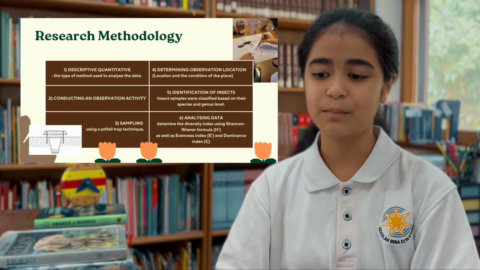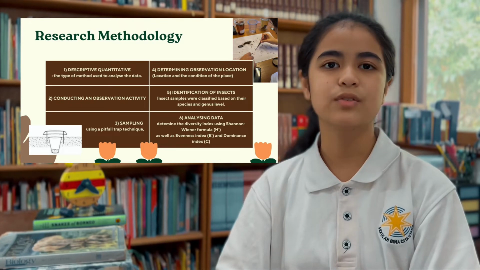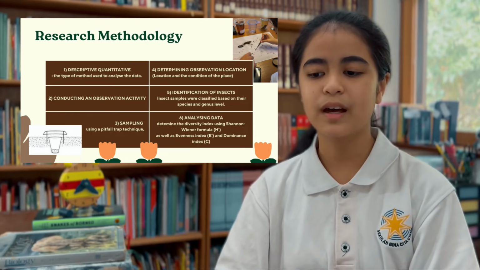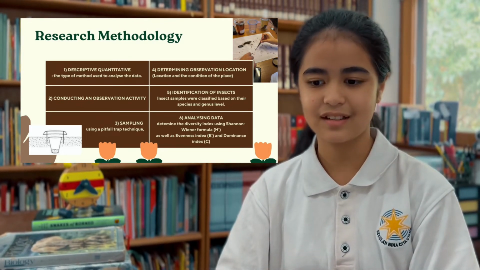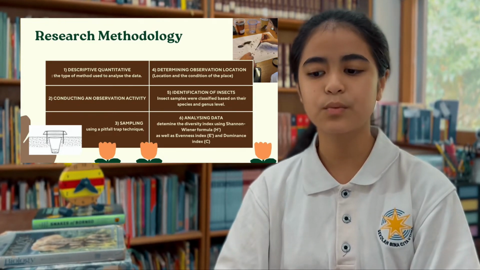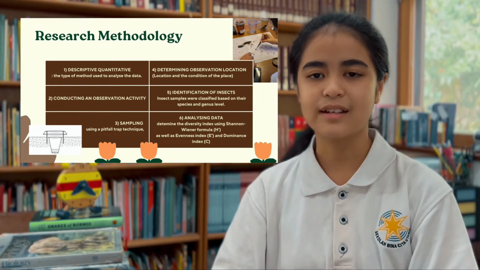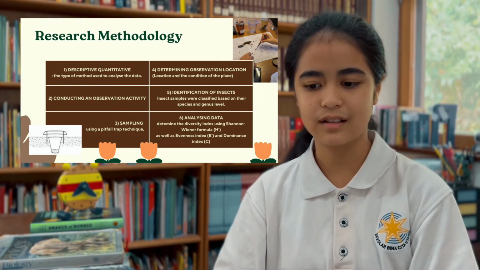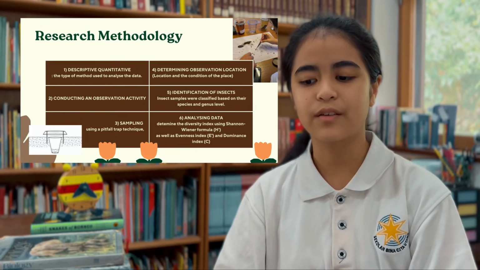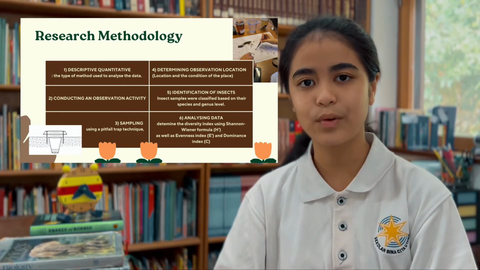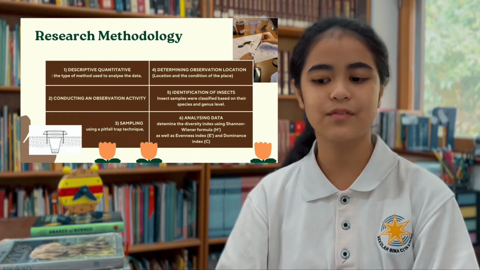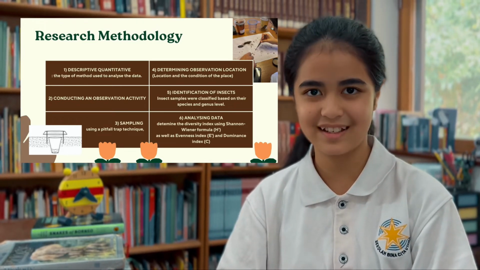And once the samples were taken, we bring it to the science laboratory to identify the insects. So insect samples were classified based on their species and genus level. And next is to analyze the data, which is to determine the diversity index using Shannon-Wiener formula, as well as evenness index and dominance index. And finally, we can get to the result and analysis.